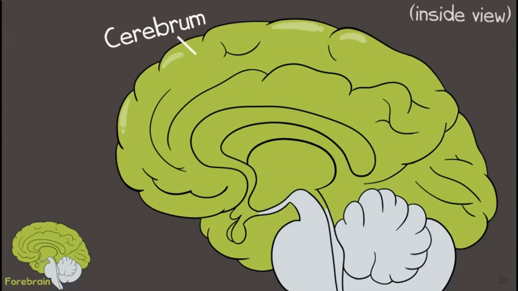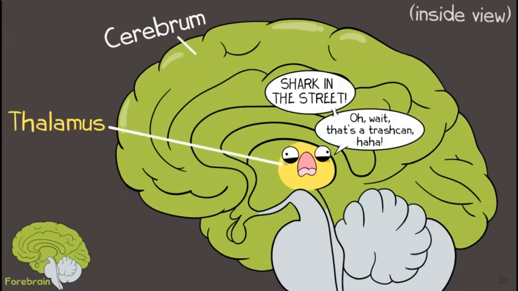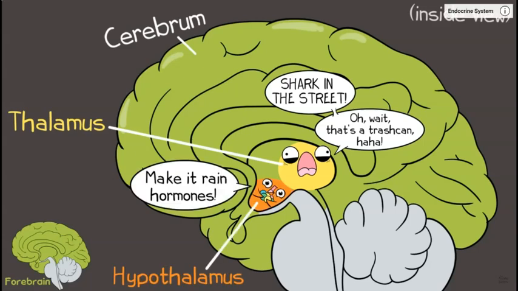The forebrain also technically includes some structures in it, like the thalamus, which is involved with sensory and motor information, and hypothalamus, which, if you remember from our endocrine system video, has major control of the endocrine system.